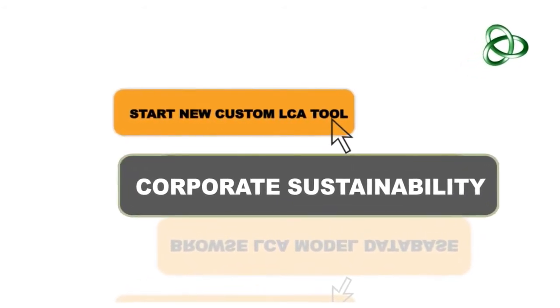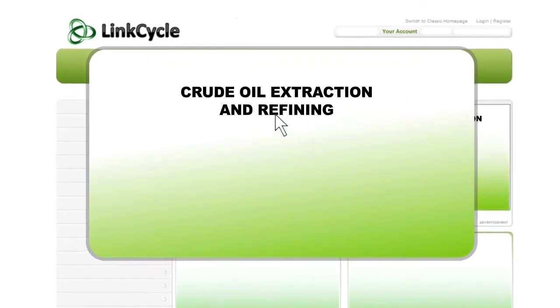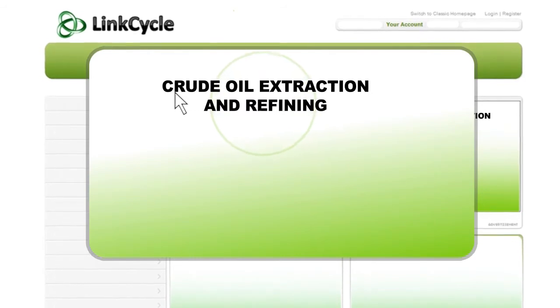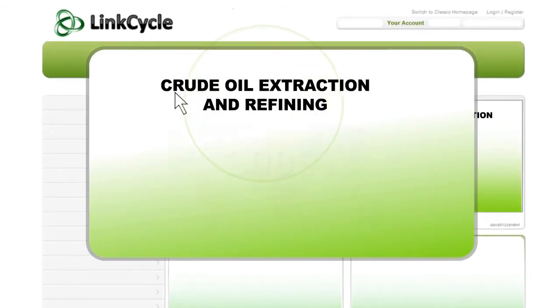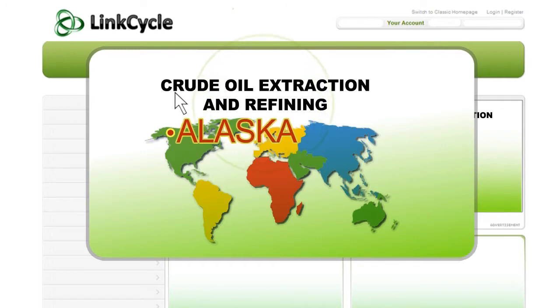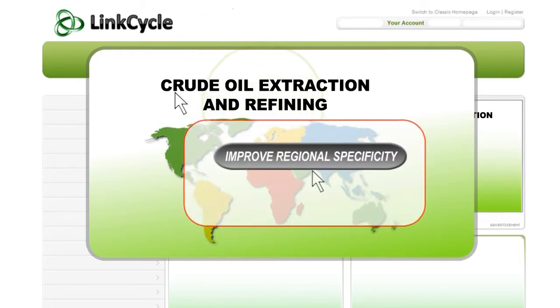In order to build up a full LCA for the plastic bottle, let's start with crude oil extraction and refining. We can drag this in and double-click on it for more information, in case we want to make sure that the region is correct. This represents a world average mix for 2009, which is good enough for now, even though oil used to produce the bottle comes from Alaskan oil reserves. If it turns out to be a very important element in the life cycle, the user will be automatically prompted to improve the regional specificity in order to improve the data.